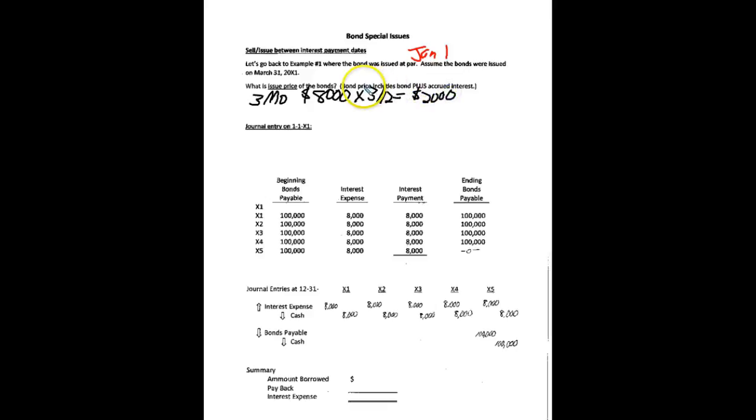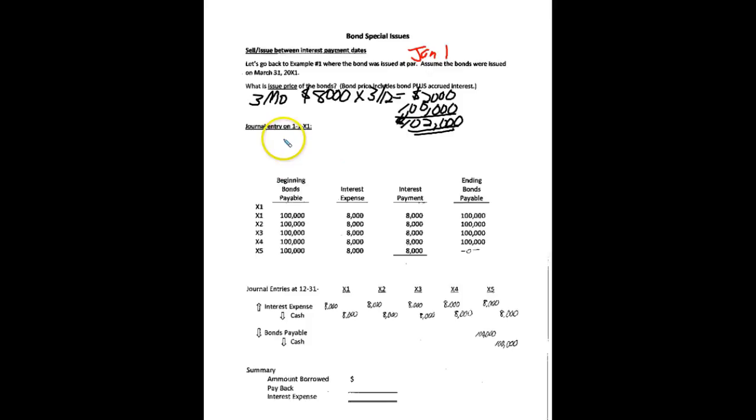So what happens is the bonds will sell at their sales price or issue price plus accrued interest. So the bonds would have sold for $2,000 accrued interest plus their selling price of $100,000. So the total issue price of the bonds, or the total sales price, would have been $102,000.